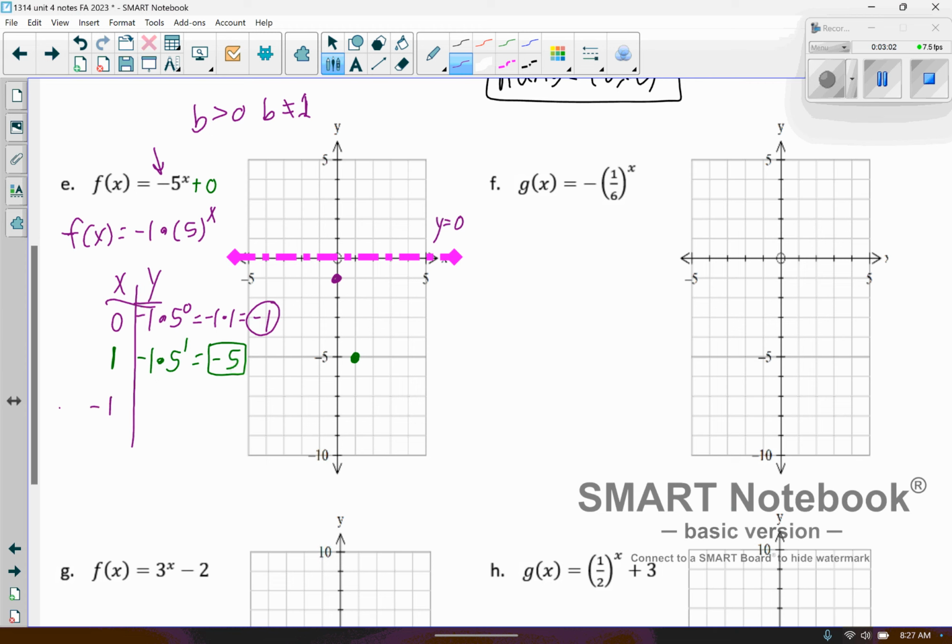If I were to plug in -1, I'd get -1 times 5 to the -1 power, which would be -1 times 1/5, which would be -1/5. So you can see that I'm getting closer to my asymptote there. I'd be really close to it, about right there, -1/5. From here, we'll go ahead and draw this. We come along the asymptote, our guardrail right here, and then this goes down real quick like that. And that should be good.